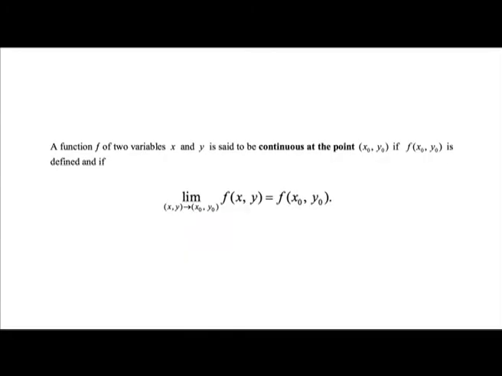We now discuss the continuity of a function of two variables. A function f of two variables x and y is said to be continuous at the point (x naught, y naught) if f of (x naught, y naught) is defined and if the limit as (x, y) approaches (x naught, y naught) of f of (x, y) is equal to f of (x naught, y naught). A function f is said to be continuous if it is continuous at every point in the domain.